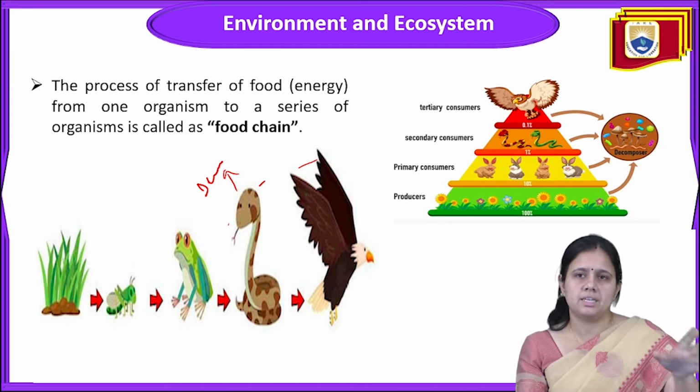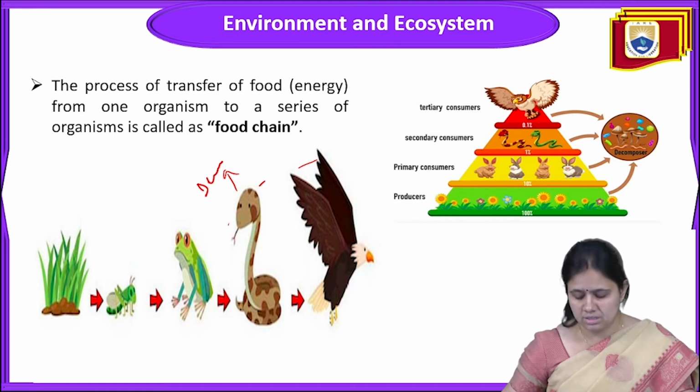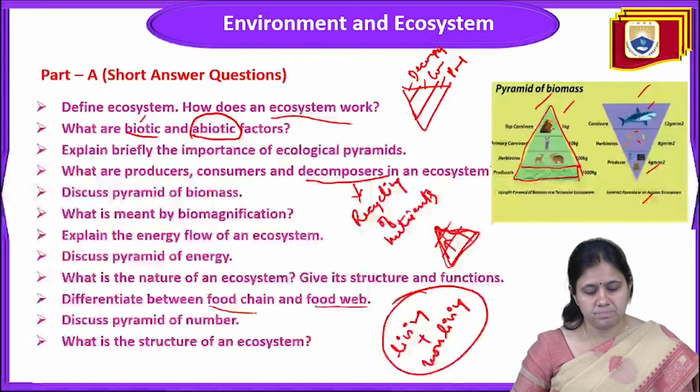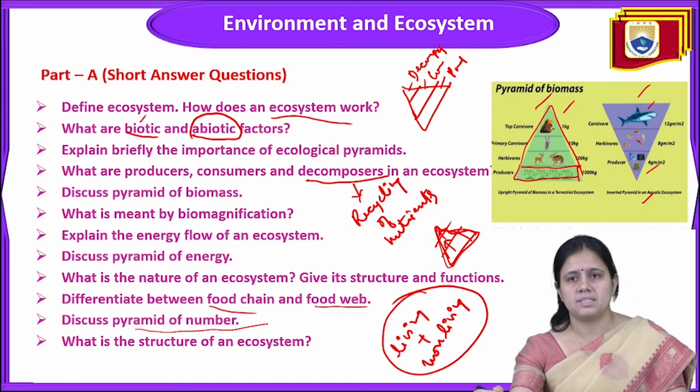But if several food chains are interconnected, that is called a food web. Now comes the next question: discuss the pyramid of numbers. The same thing applies as I have already discussed.